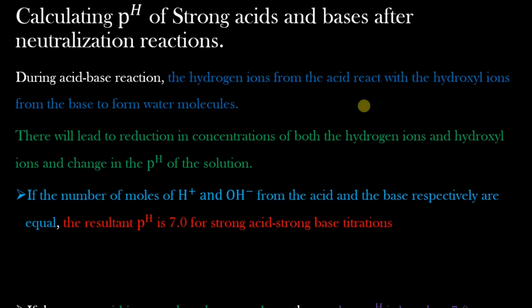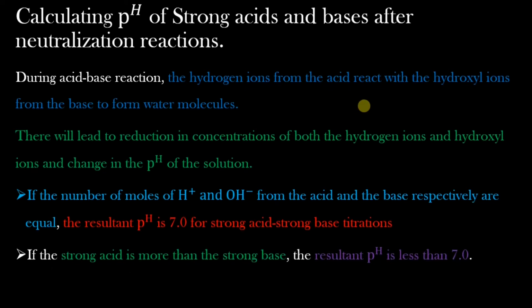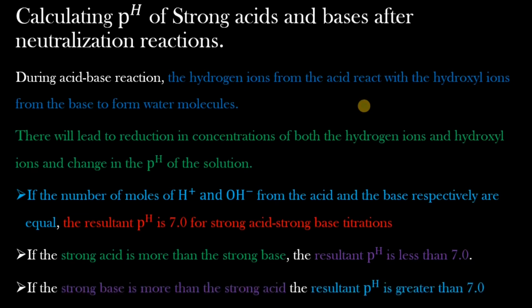Then if in any case the strong acid is more than the strong base, the resultant pH is going to be less than 7, because the resultant solution is acidic due to the excess of hydrogen ions from the strong acid. And when the strong base is more than the acid, the resultant pH is going to be greater than 7, because the solution is containing excess of hydroxyl ions from a strong base.